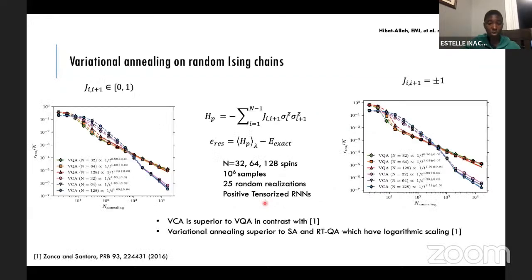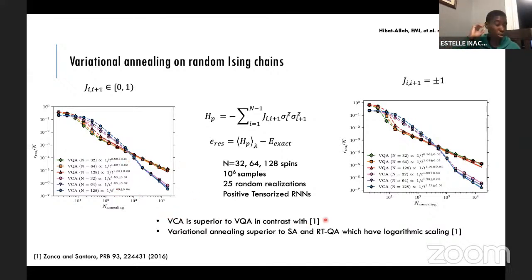Next I will present some results on the random Ising chain. This is the Hamiltonian. We look at this quantity, the residual energy, which is the difference between the expectation value of this Hamiltonian at the end of the annealing minus the exact one, for different system sizes. At the end of the annealing, we generate 1 million samples with the neural networks, and we look at 25 disorder realizations. When we look at the residual energy per spin versus the number of annealing steps, at short annealing times, where we're doing kind of a quenching, either thermal or quantum, we see that variational quantum annealing is superior. But at long annealing times, where we are more adiabatic, we see that VCA is superior to VQA.